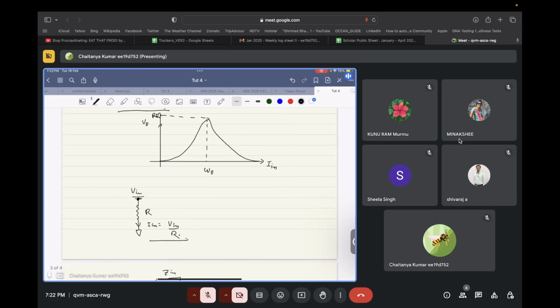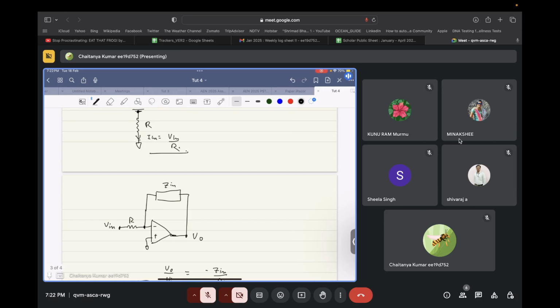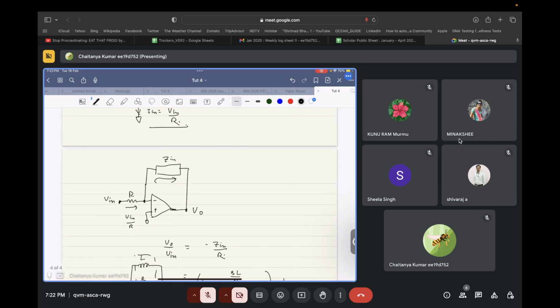So the best way to do that is, instead of connecting this resistance to an actual ground, we can connect it to a virtual ground of the op amp. So that's what we did over here, right? So this current V in by R will flow into this virtual ground, and from this virtual ground it will flow through this Z in, and at the output we will get a voltage of V in times minus Z in by R.